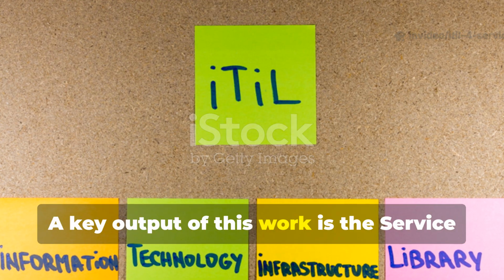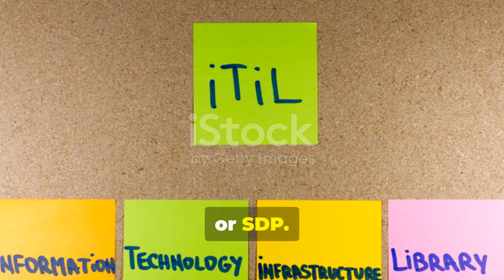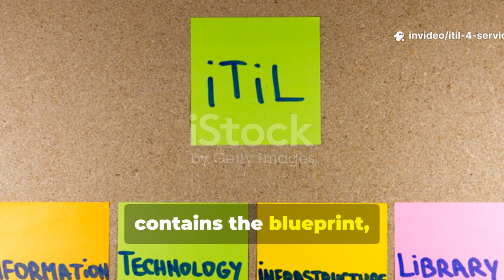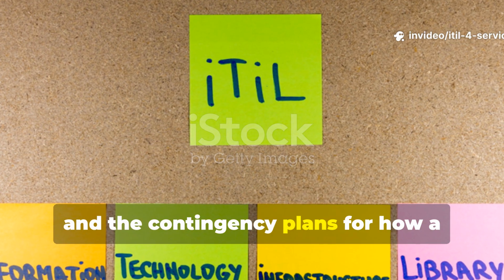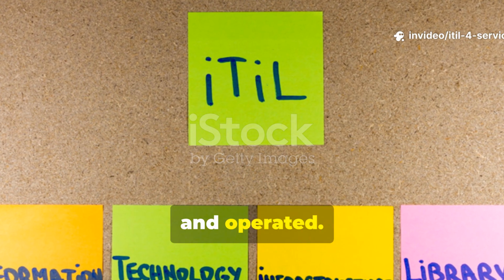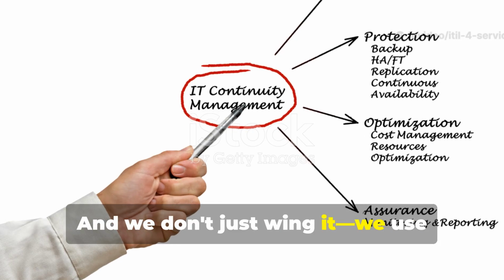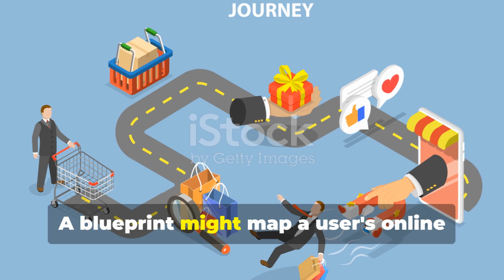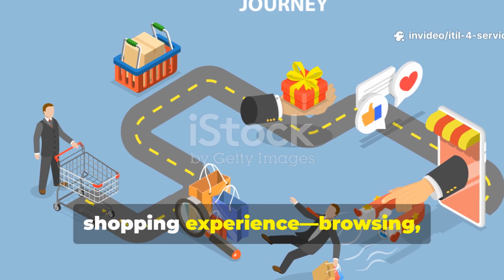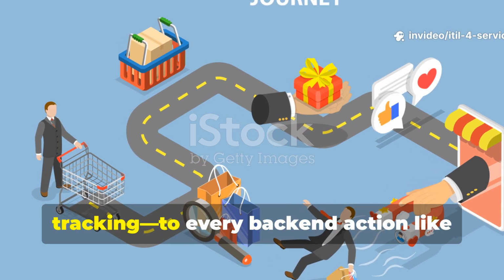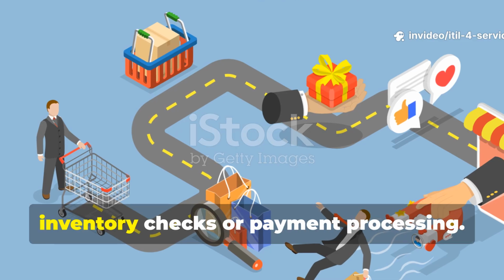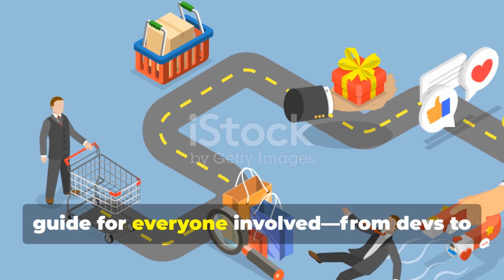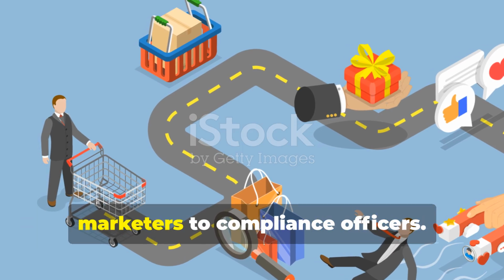A key output of this work is the Service Design Package, or SDP. Think of the SDP as a living dossier. It contains the blueprint, the roadmap, and the contingency plans for how a service will be built, tested, and operated. And we don't just wing it, we use structured tools like service blueprints and architecture diagrams. A blueprint might map a user's online shopping experience, browsing, purchasing, tracking, to every back-end action like inventory checks or payment processing. That's not just a design artifact, it's a guide for everyone involved, from devs to marketers to compliance officers.